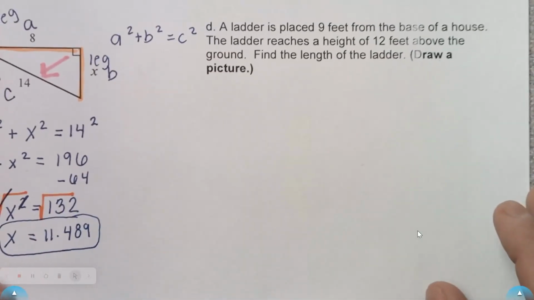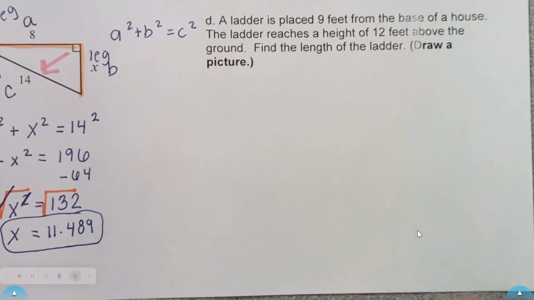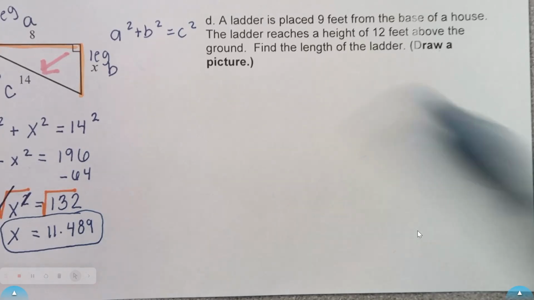All right, perfect. Let's look at the last one. We have a word problem. It says a ladder is placed 9 feet from the base of a house. The ladder reaches a height of 12 feet above the ground. Find the length of the ladder. And it says to draw a picture. So I'm going to draw a picture.